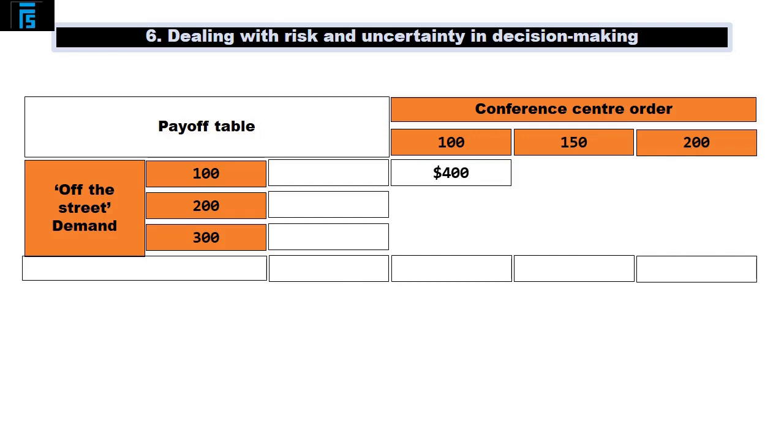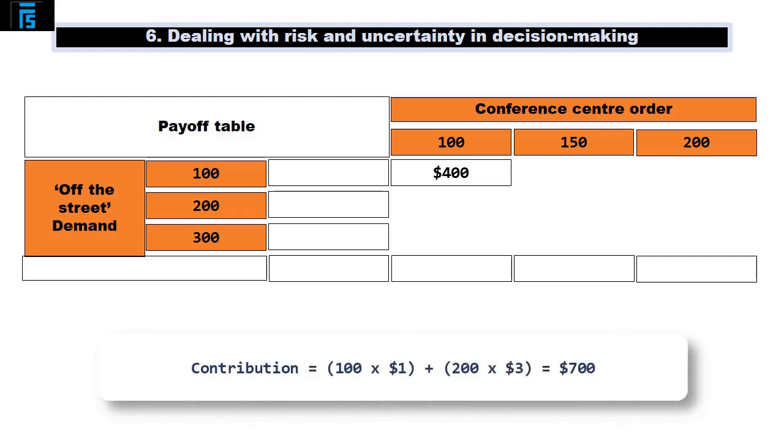Moving down to the next row, here we've agreed to sell 100 sandwiches to the conference centre and have 200 sales to off-the-street customers. This is still within Jack's capacity constraint of 350 sandwiches. This earns him a contribution of 100 times $1 plus 200 times $3 is $700.